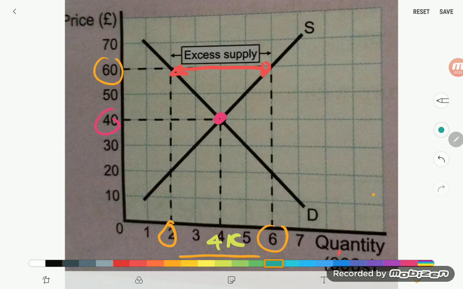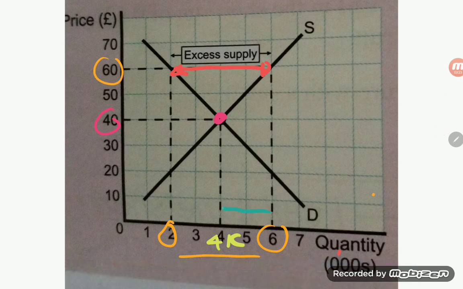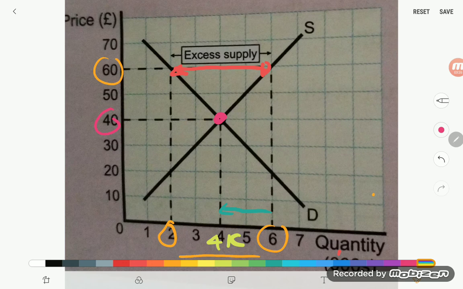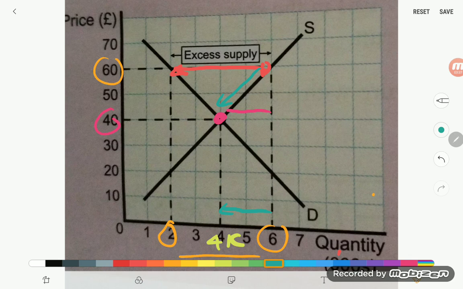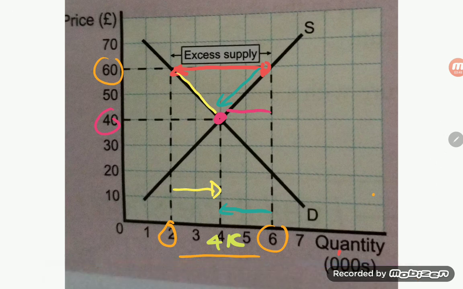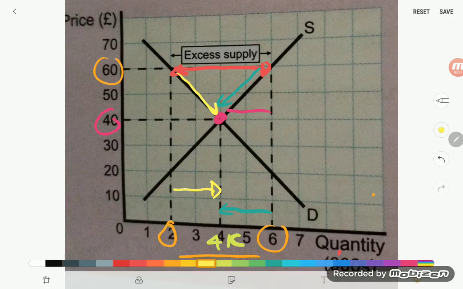So there will be a contraction in supply. Look, from this point here to here. You can see that there's going to be a contraction in supply. So supply will reduce. Also, as the price falls from 60 to 40, there will be an extension in demand. So this is a movement along the demand curve here. That will take us eventually to £40 per teddy bear, the market clearing price.